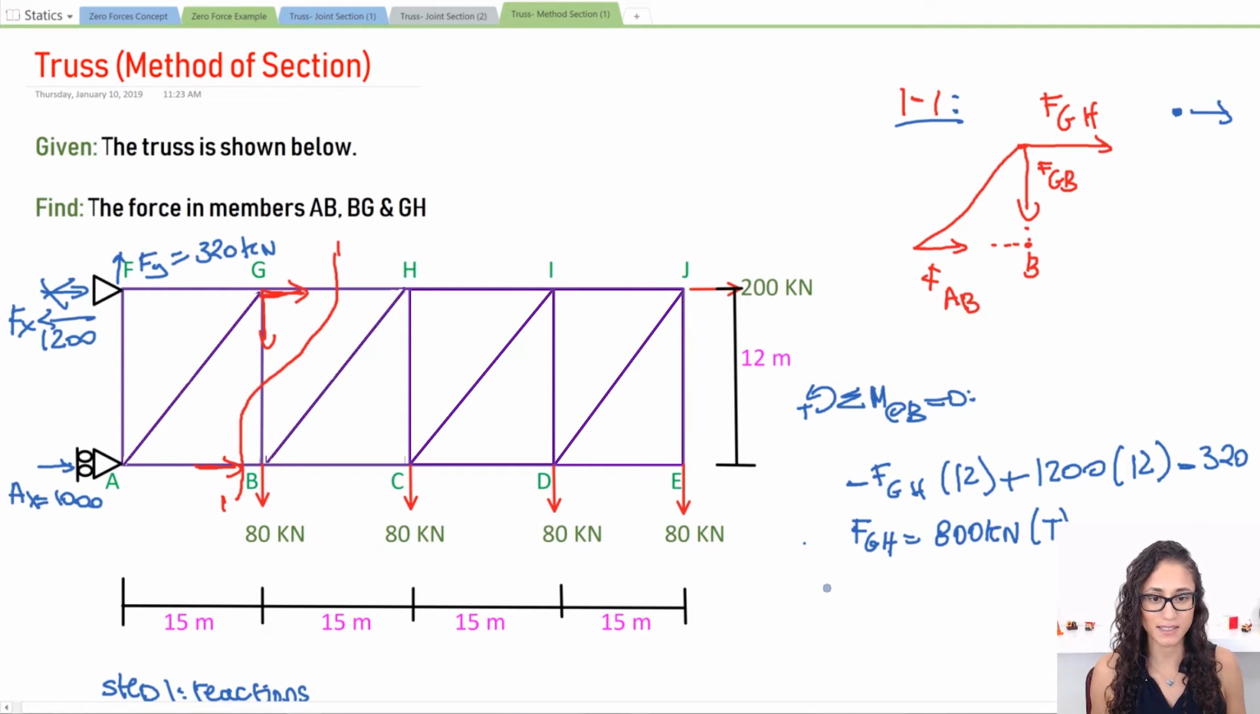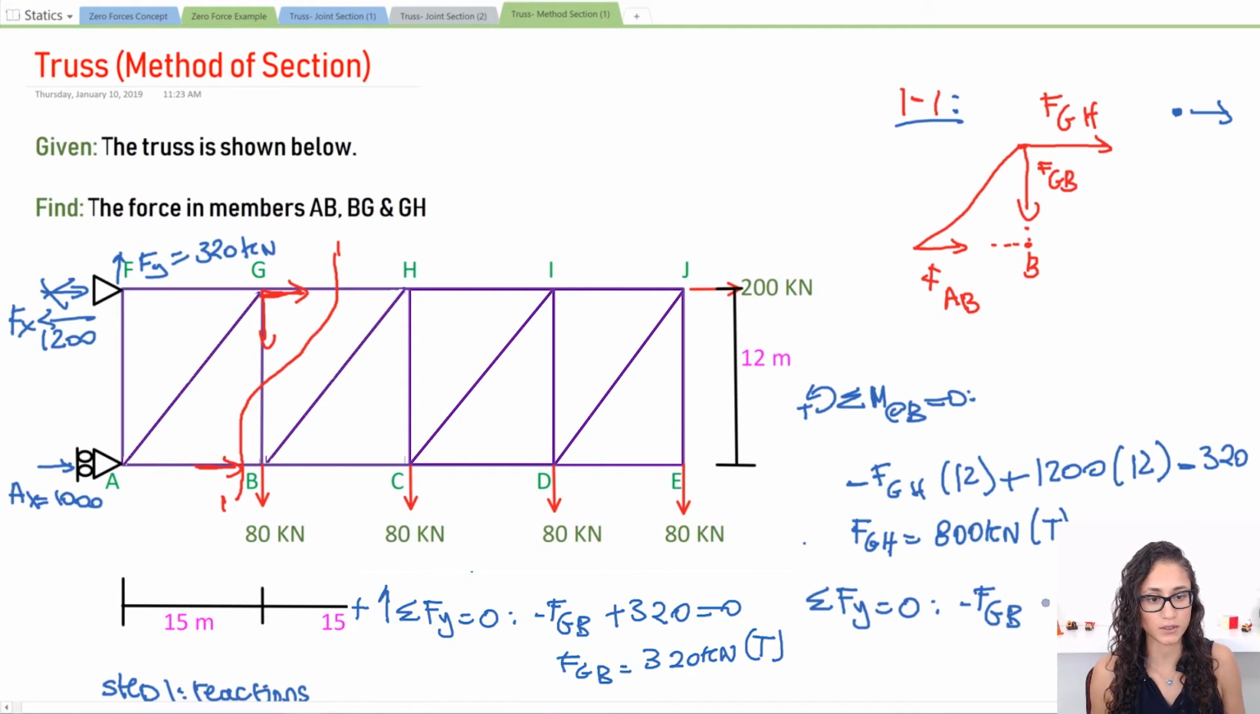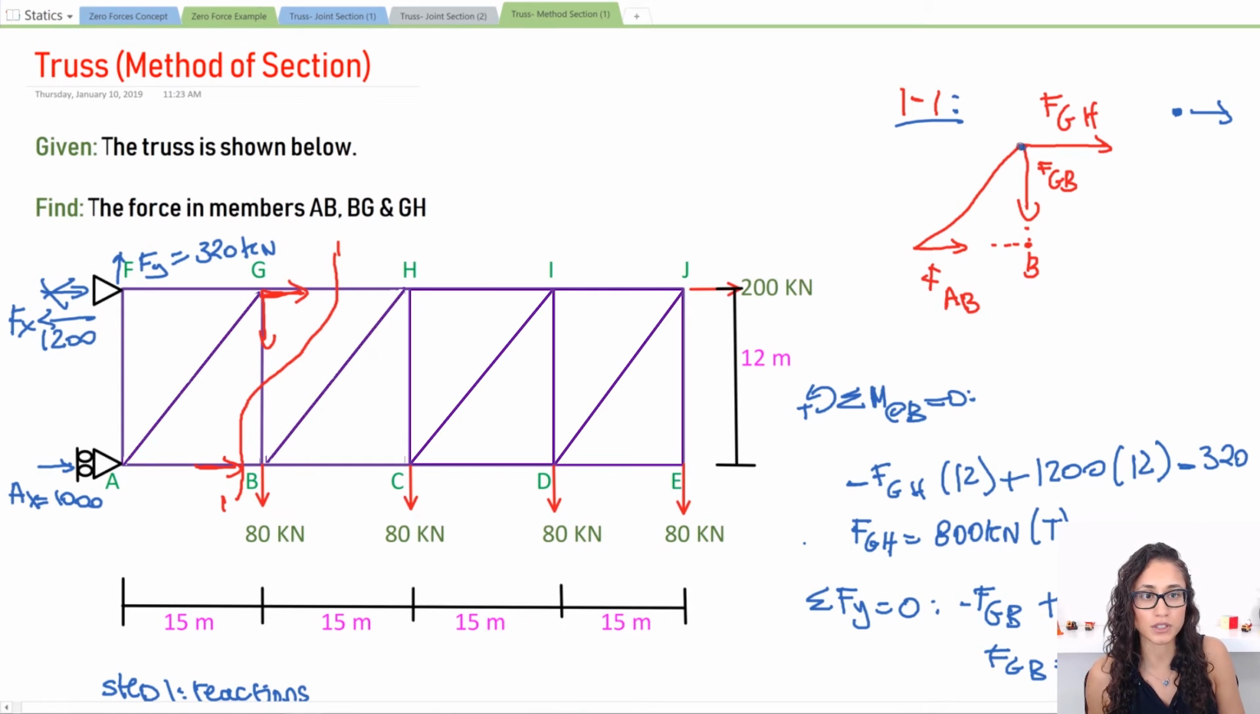Now the next thing is, let's take the summation of the forces on the y equals 0. Now we have FGB, which is going down, and then we have plus Fy, which is 320, equals 0. So FGB is equal to 320. And again, this is positive, so that means the way we selected it is correct. It's also going to be in tension, not because it's positive, but because the force is pulling away from the joint. So that's why it's also in tension.